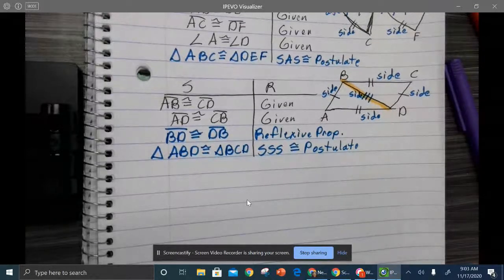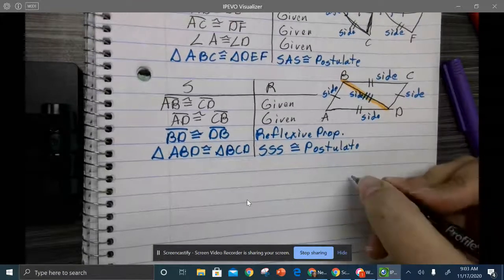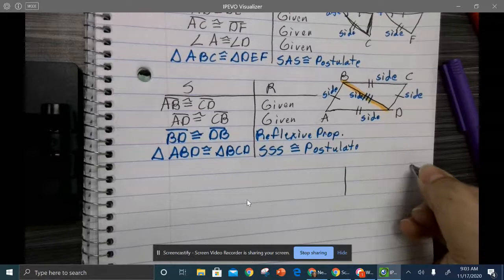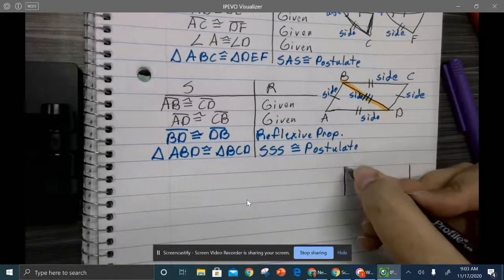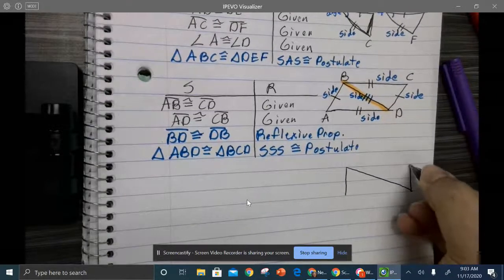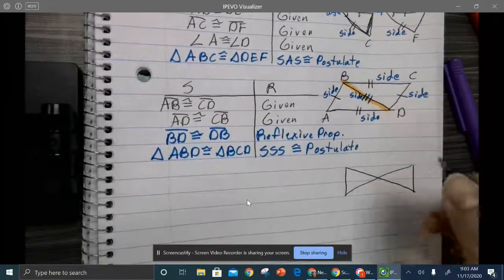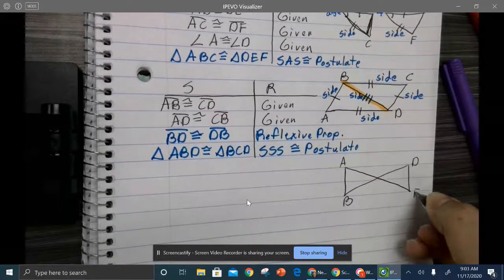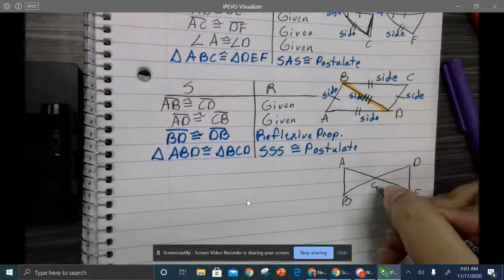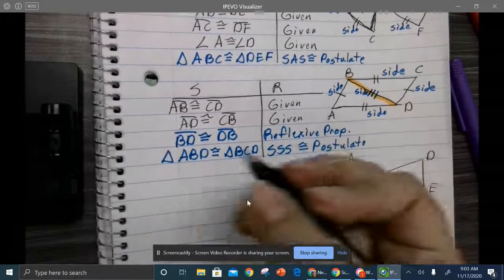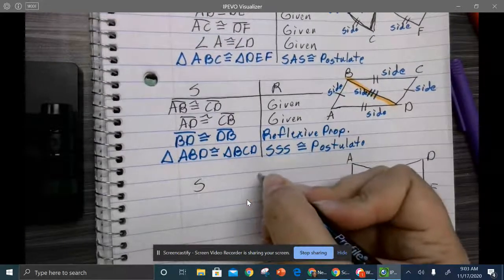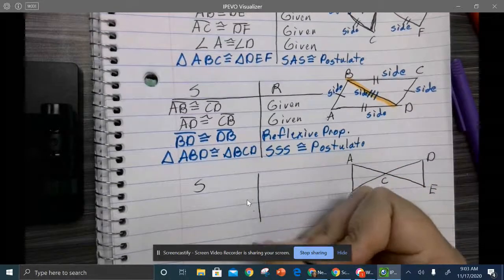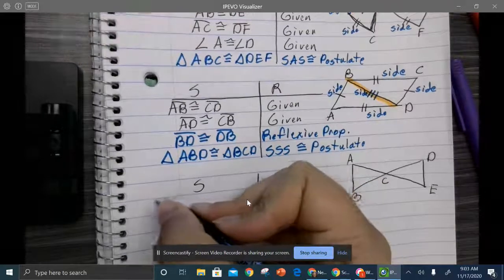Okay, so next one. We're going to do our bow ties. We like our bow ties. I'm just going to draw it like this. Okay, so we have A, B, D, E. This is C right here. Okay, so we're going to do our statements and reasons again. This one's a little bit longer, everybody, but we got this.